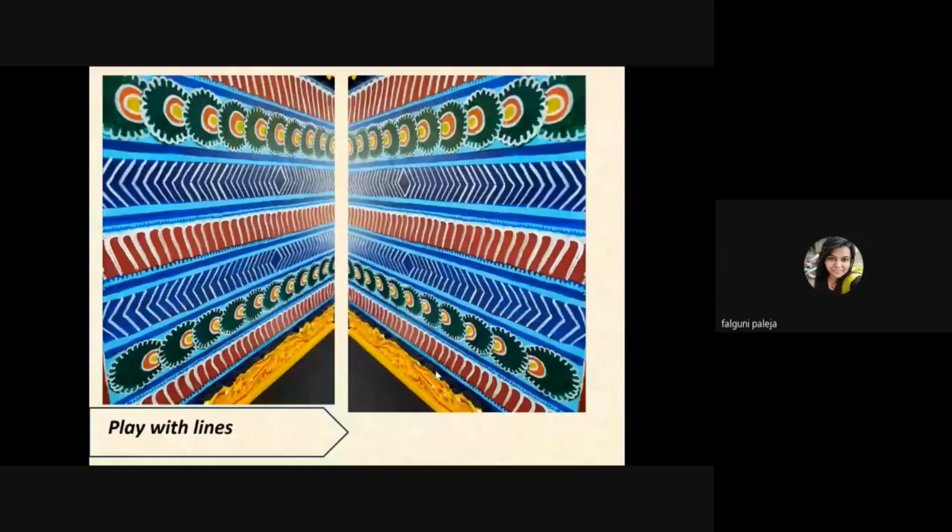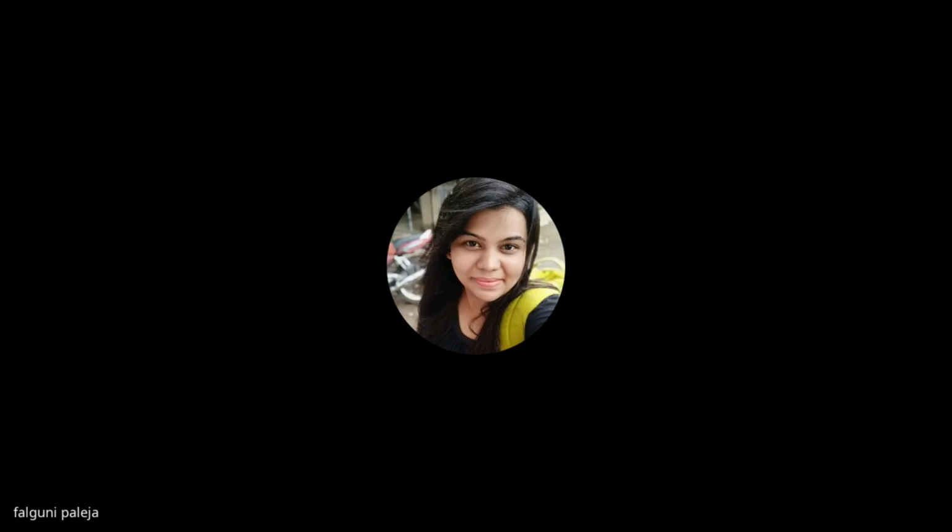So here comes my favorite image. The lines, patterns and colors, everything in one. So here we can see vivid colors, a line and a pattern. This is just a single image, but I flipped it and made it into two images to make it more symmetrical and very interesting to watch.